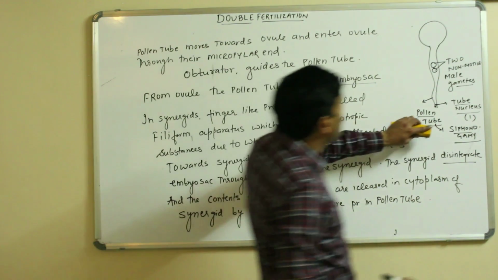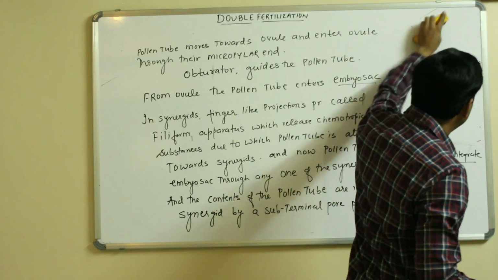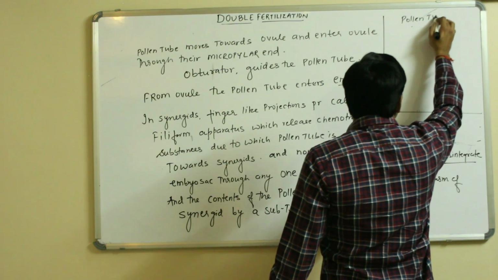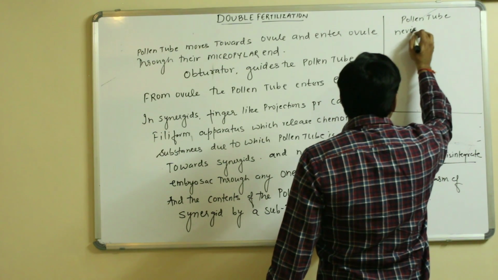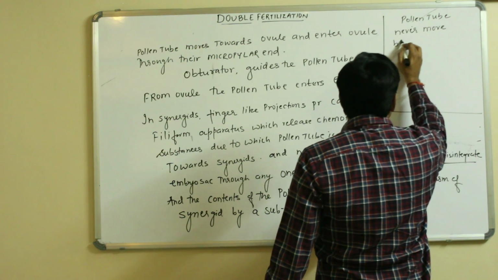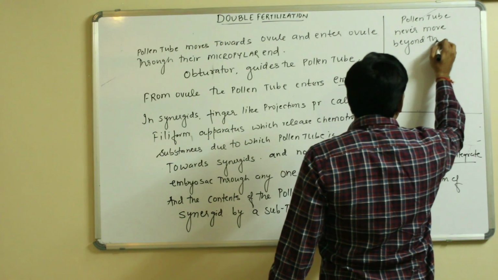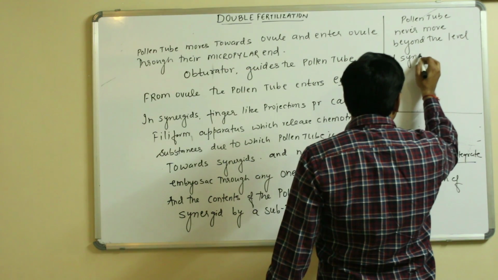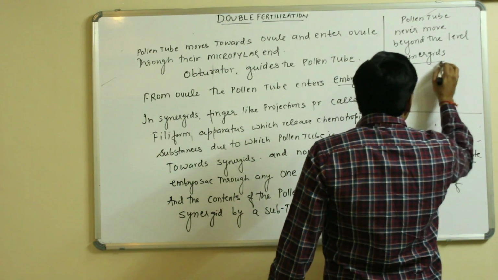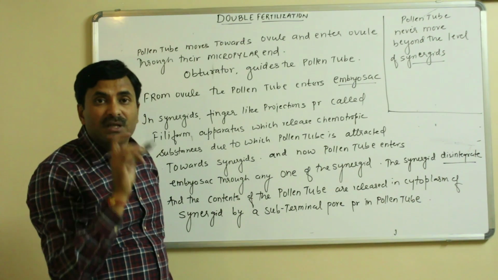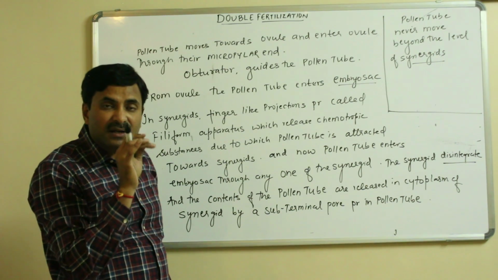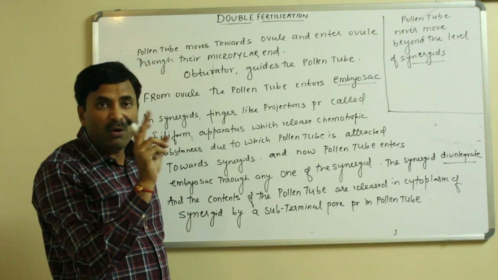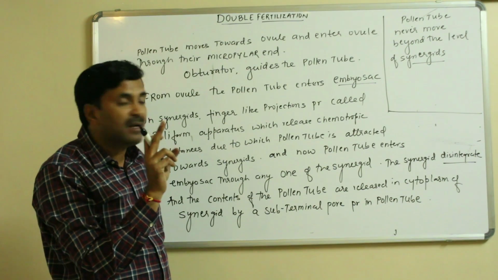Now, one thing to be remembered here is that the pollen tube never moves beyond the level of the synergids. Whatever the contents are, they are released at the synergid level only. Beyond the synergids, the pollen tube will never move.